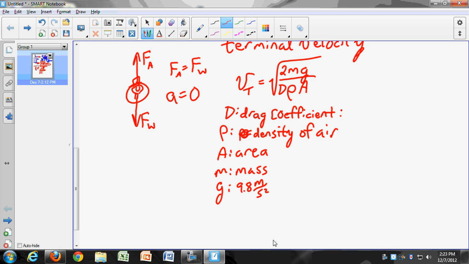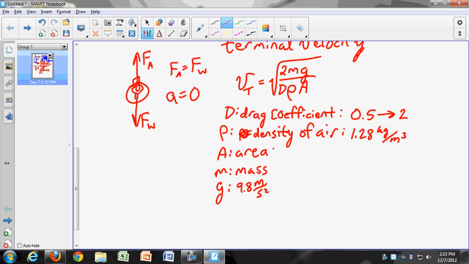Now, I looked it up actually on Wikipedia, and I learned that the drag coefficient for this particular scenario, or actually for most scenarios, is going to range somewhere between 0.5 and 2. All right, somewhere between 0.5 and 2. The density of air is 1.28. That's in kilograms per cubic meter. It's the density of air.